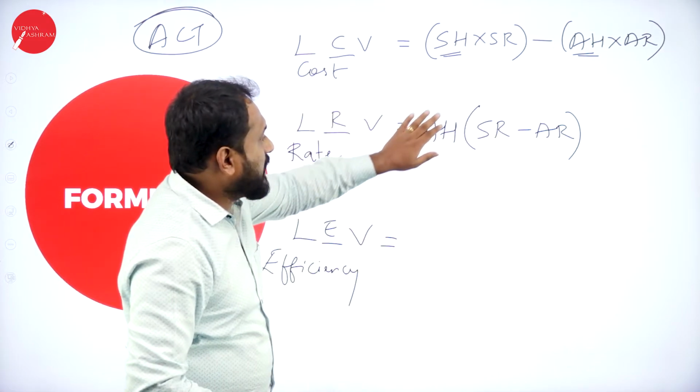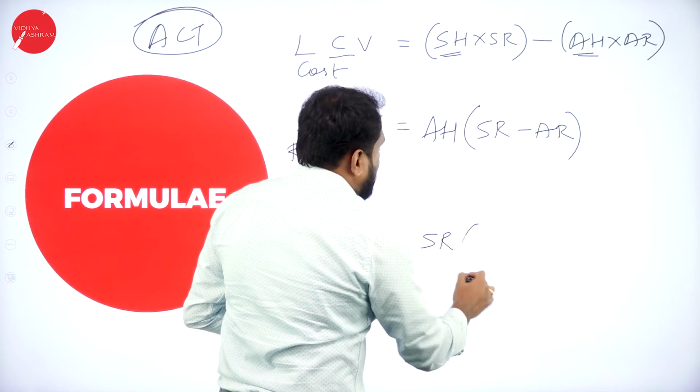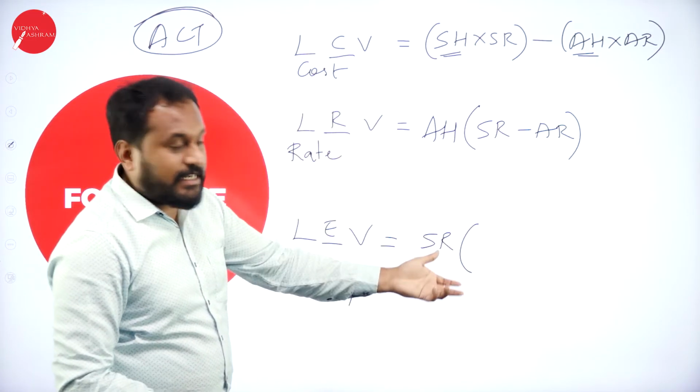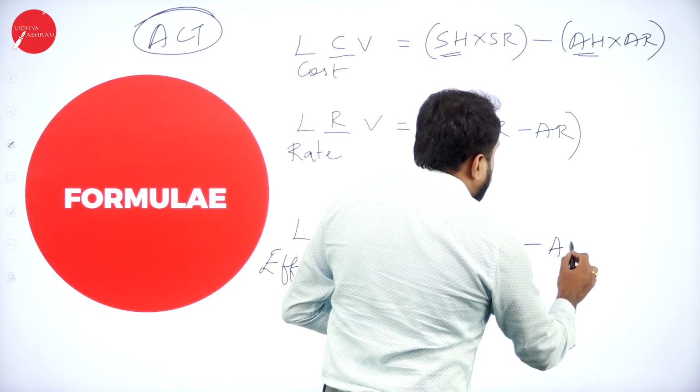Now you are supposed to block AH. Now what is the first one here? SR. So you go with SR. Rate has come out. What will come inside? That is hours. What will come first? Standard hours minus actual hours.